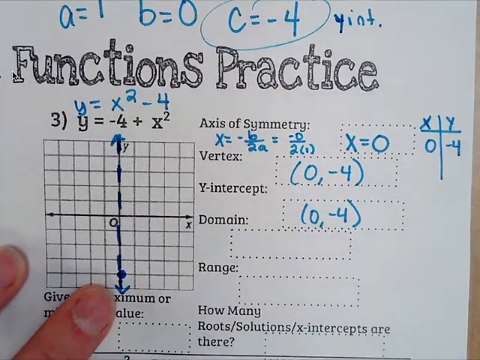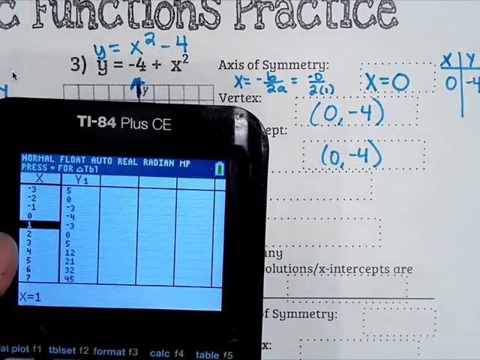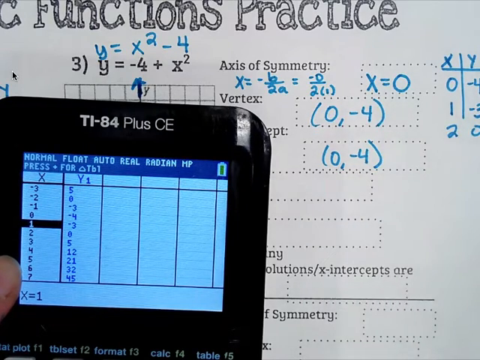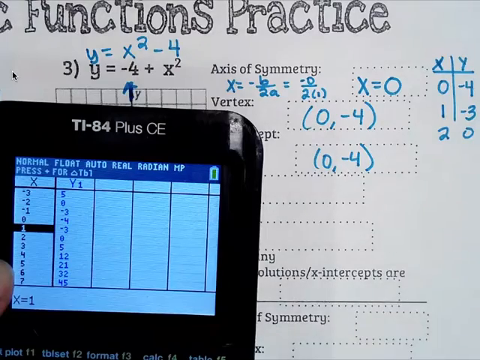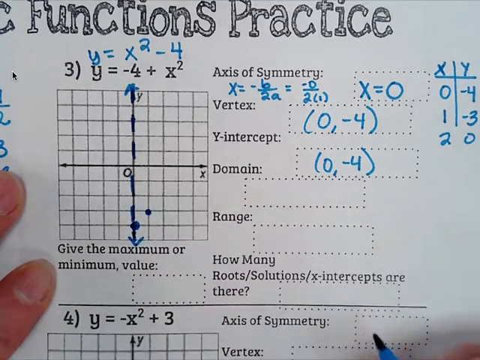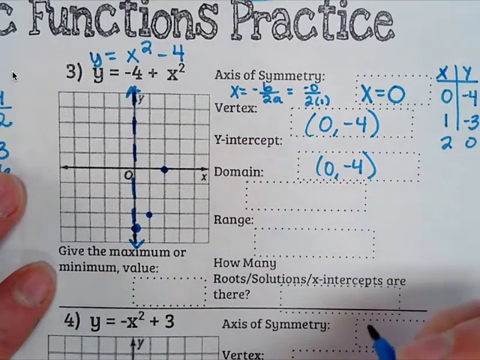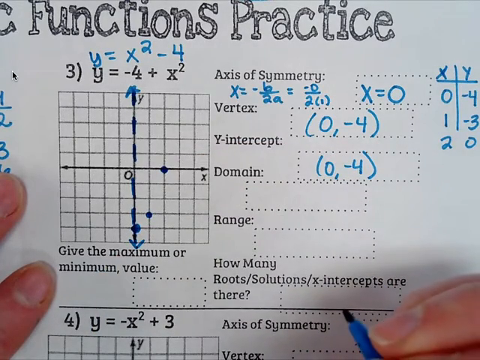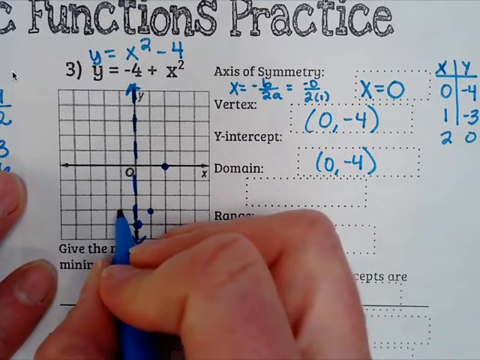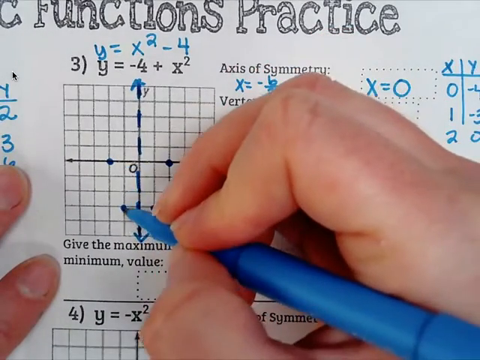We need some more points. So we go to the table, we look at where our vertex is, and then we go to the next one. 1, -3. And the next one, 2, 0. We just get 2 more points after the vertex. So 1, -3. And 2, 0. And then you could reflect these points across that line of symmetry to get a few more. Now make your parabola.